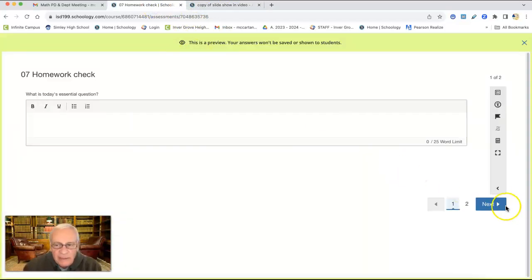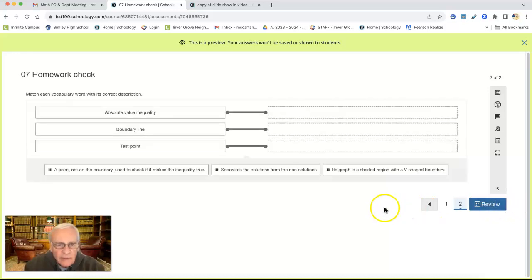Okay, I'm going to move right to the next thing. Again, you can stop the video anytime you want. Guys, this is number 2. Absolute value inequality, boundary line, test point. Okay? Let's find them in the slideshow. These are the vocabulary words of the day.